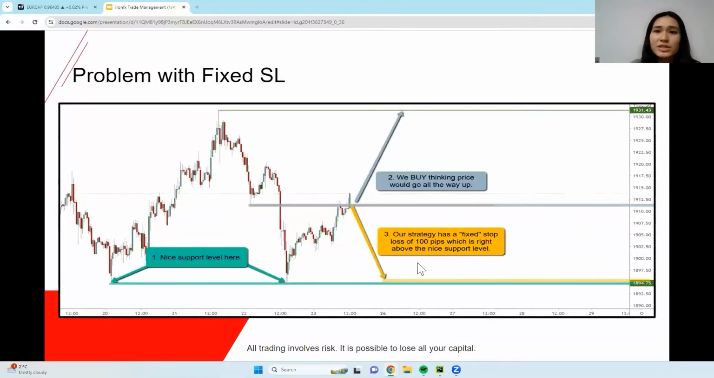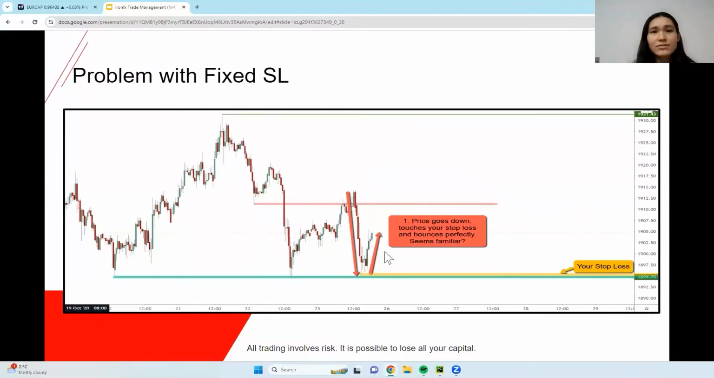Remember, as in our previous slide, stop loss is here, and we're going in for a buy, thinking that price will go all the way up to our resistance over here at 1931.43. But instead it reverses and it bounces off our stop loss.